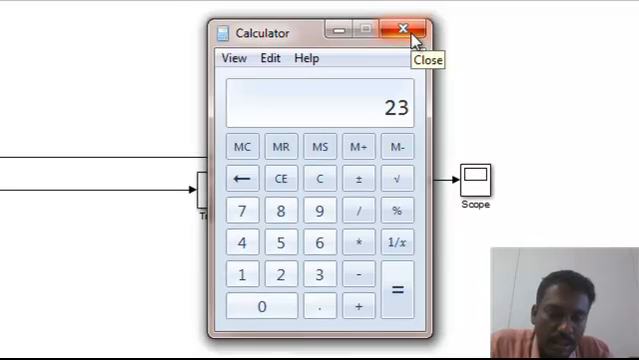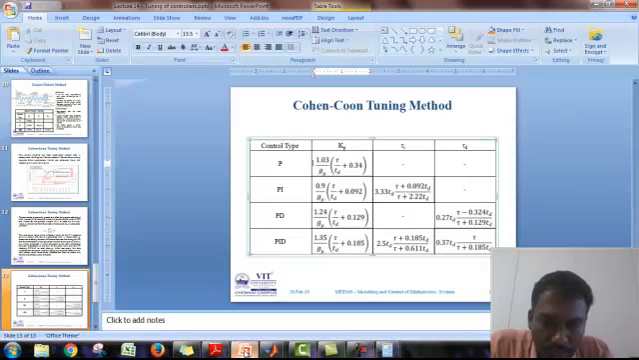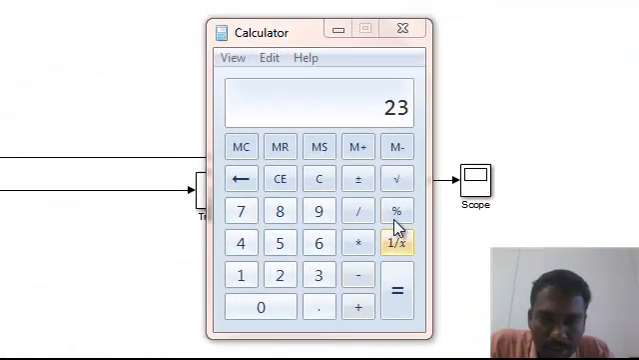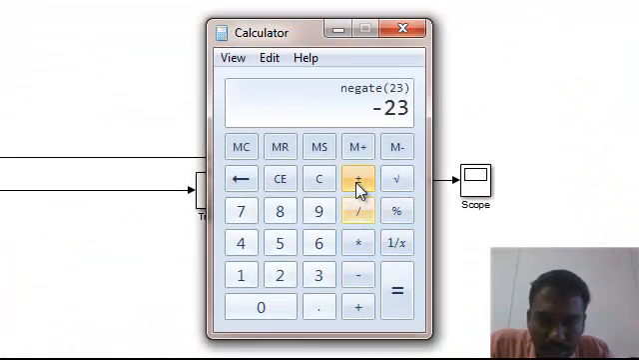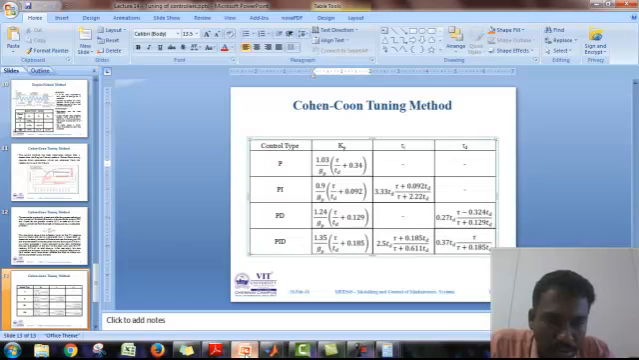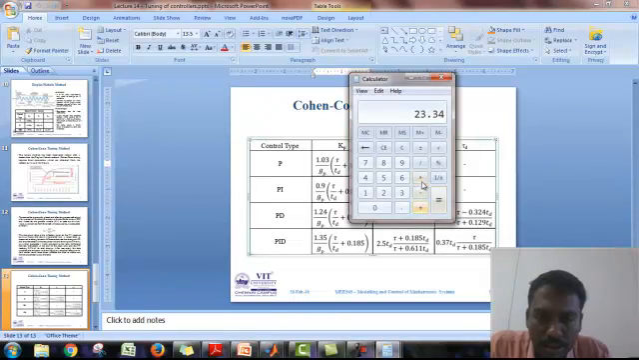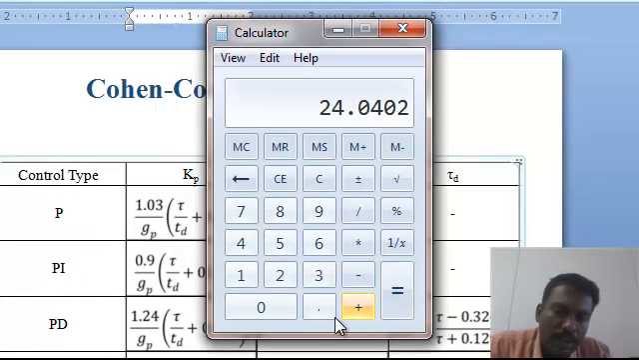23 plus 0.34 is 23.34, into GP which is 1, into 1.03. The answer is 24.402. So you have to apply the proportional control as 24.402.